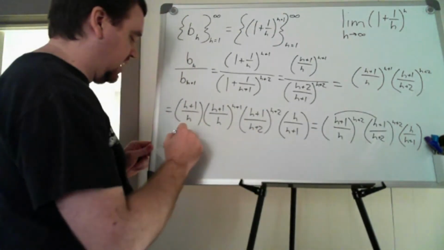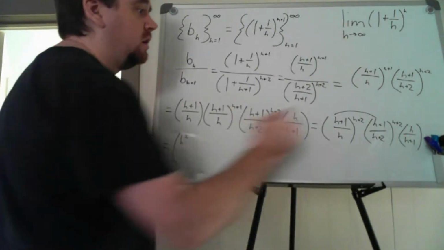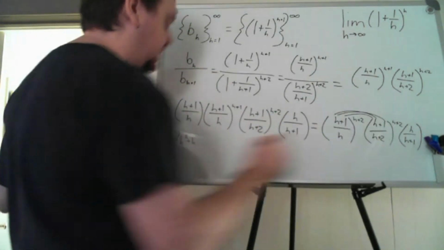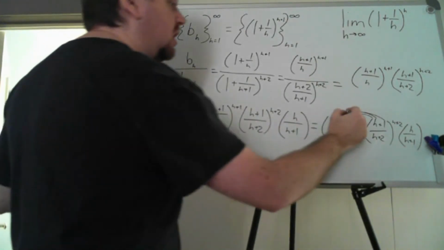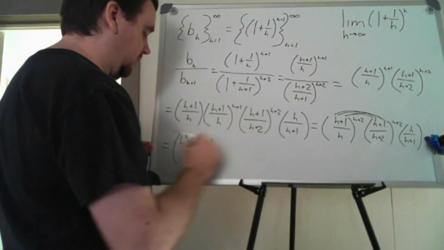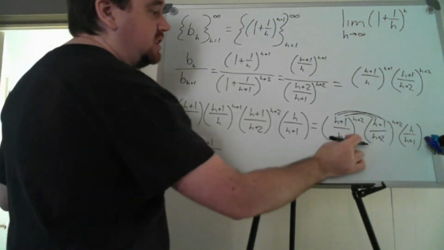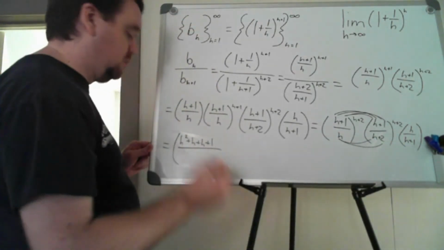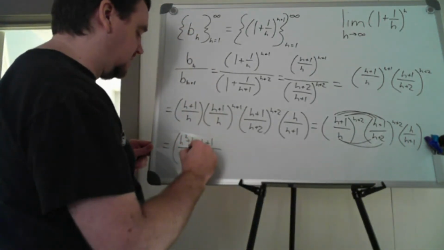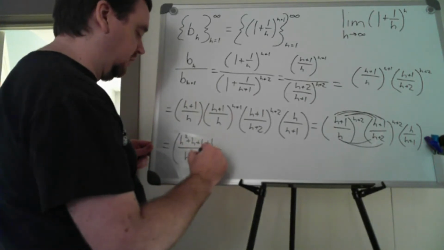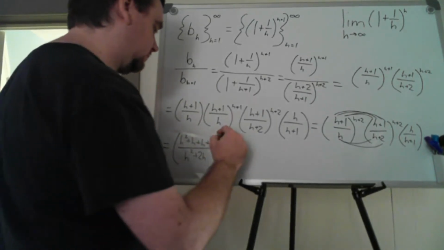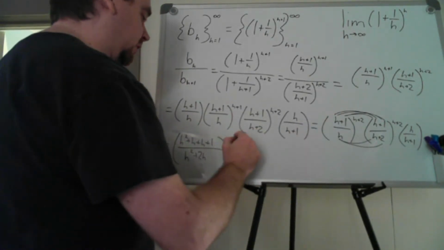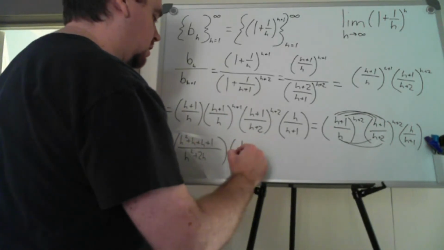I've got h times h, that's h squared. I've got h times 1 plus h. I've got 1 times h plus h. And I've got 1 times 1 plus 1, all over. Similarly, in the denominator, I have to distribute h times h and h times 2. So I've got h times h is h squared plus 2h. And then this whole thing is still being multiplied by those extras, h over (h plus 1).